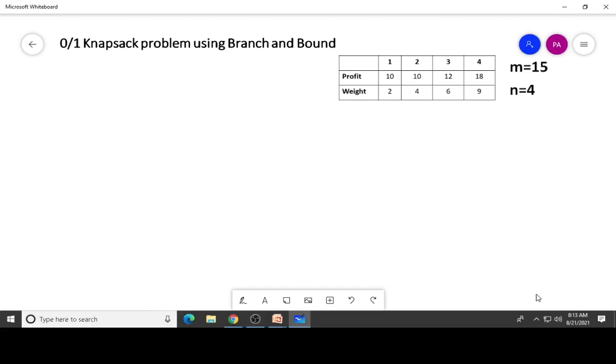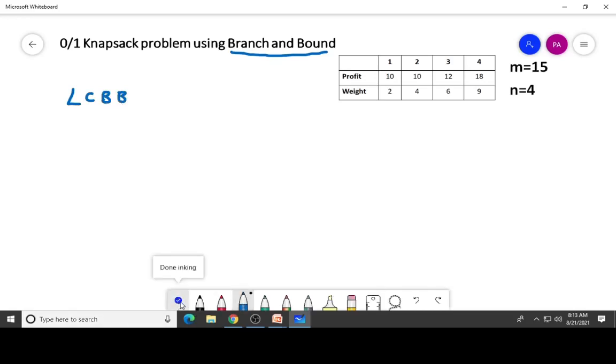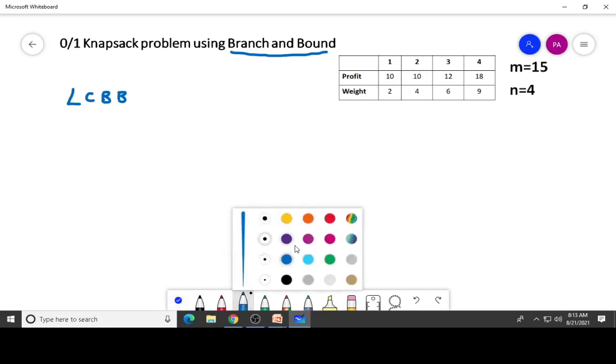So this is the 0/1 knapsack problem we have. In the branch and bound technique, we have LCBB. LCBB is the least cost branch and bound technique.